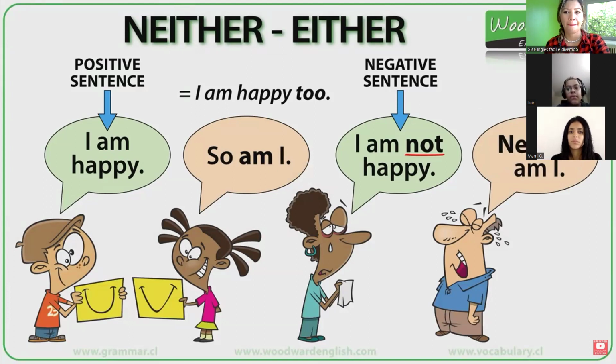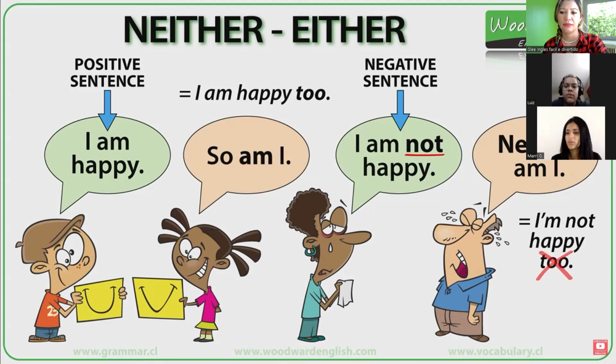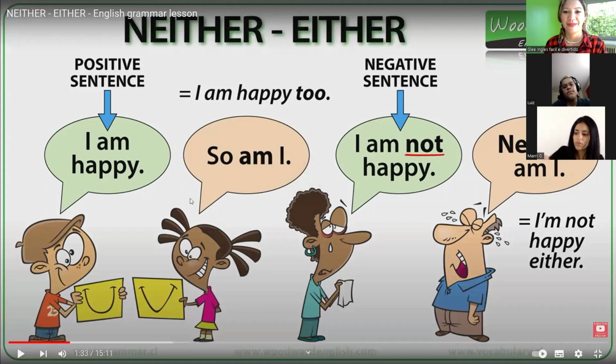Now, if the positive response of so am I means I'm happy too, what does neither am I mean? We do not say I'm not happy too. Too is used at the end of positive responses. For negative responses, we use I'm not happy either.